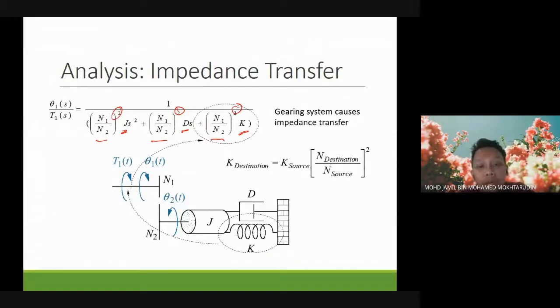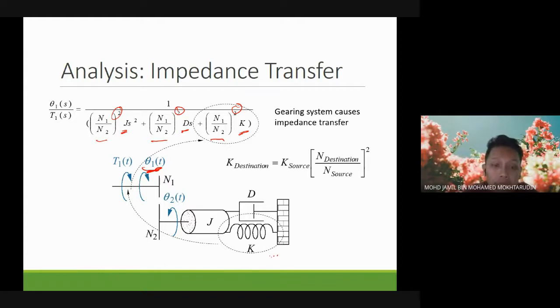Okay, so if we decide to find theta 1, for example, then theta 1 is at the destination. Meaning that the destination is the place where the variable that we want to find is located. So in this case, we want to find theta 1, so we put theta 1 at the destination. So K is the source.